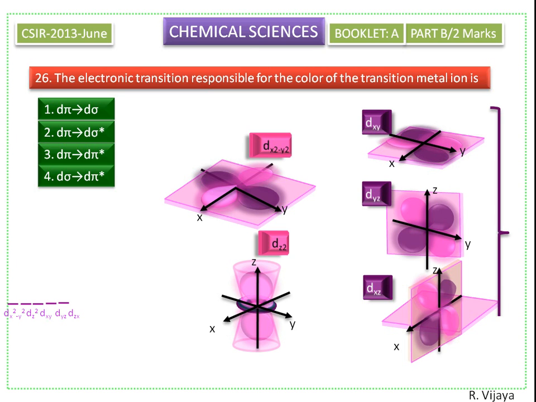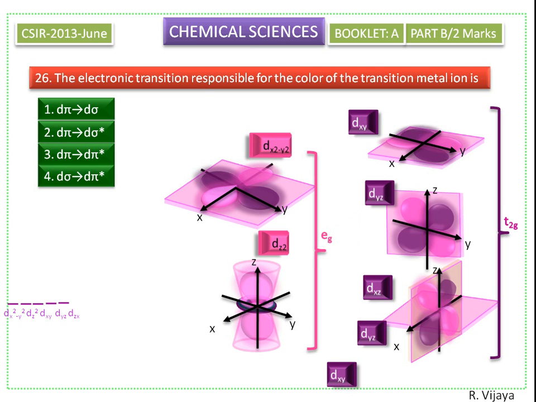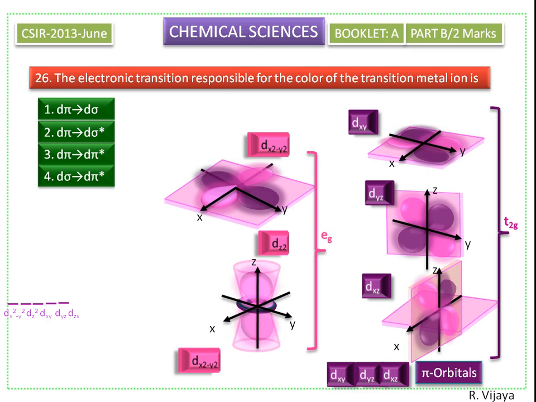The dxy, dyz, dxz symmetry is labeled as T2g. The dx square minus y square and dz square symmetry is labeled as Eg. The dxy, dyz and dxz orbitals can overlap with the pi orbitals of the ligands sideways. So these orbitals are called pi orbitals.